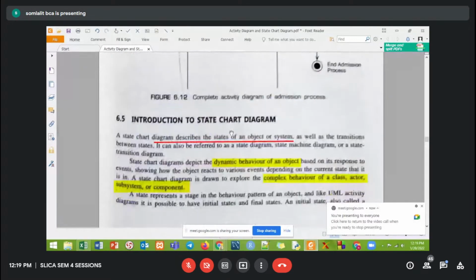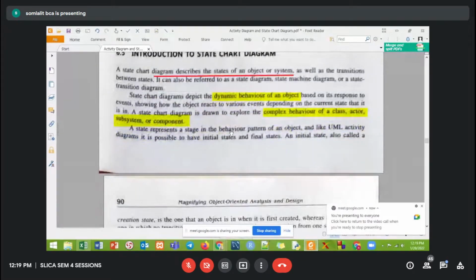Yes. Okay, so we started from here: a state chart diagram represents the object of the system. What does it show? It shows the dynamic behavior of the system. Not only the dynamic behavior, it also shows the complex behavior of the system. Which behavior will we show? Behavior of the class, behavior of the actor, behavior of the subsystem, or behavior of the module, that is, the component.